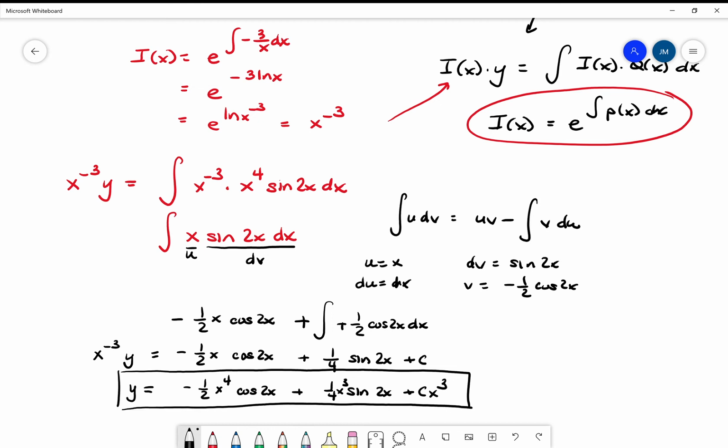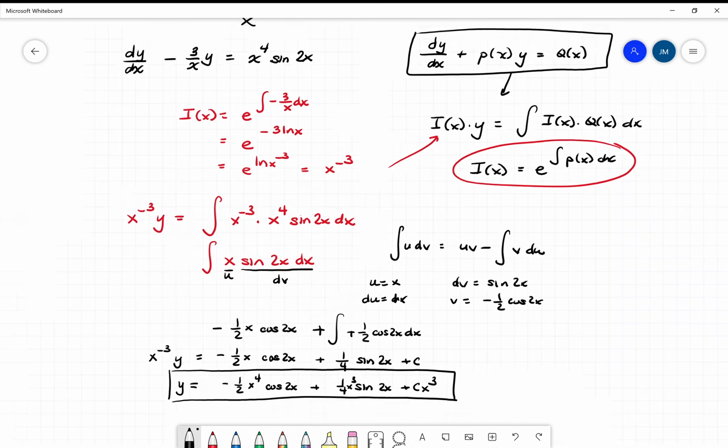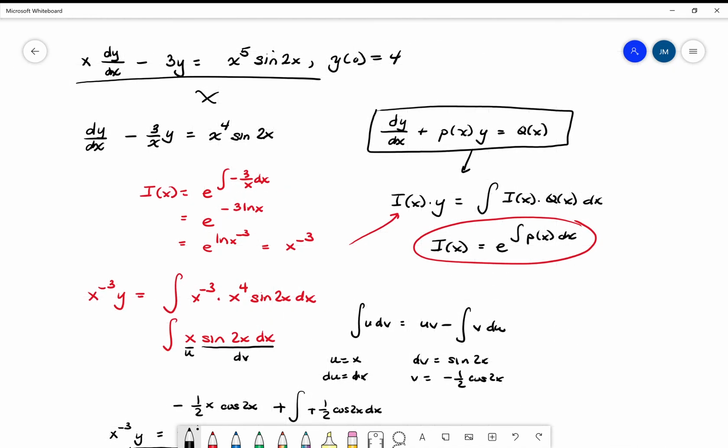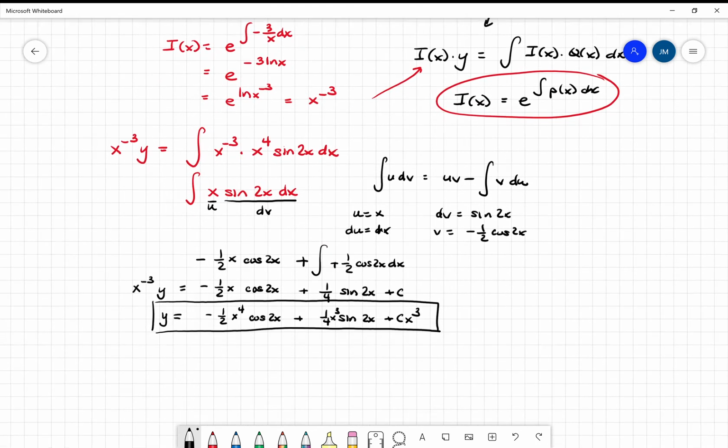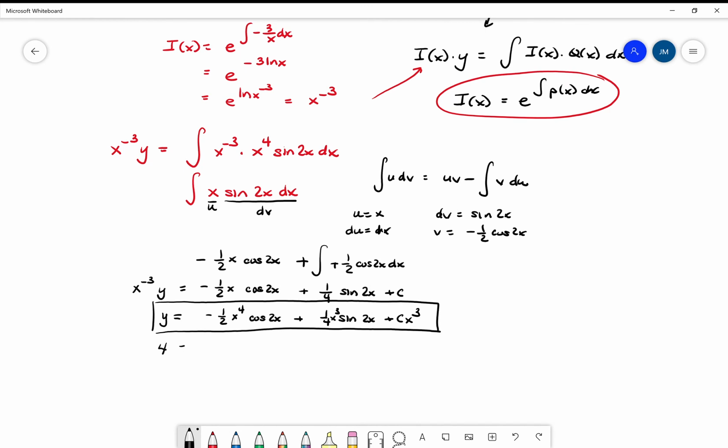Okay, now here's what we're going to do. I'm actually going to change the original initial condition because I just realized that the 0 is not going to work. So I'm going to change this to y of pi equals 4. Okay, and you'll see why in a moment. So that means when y is 4, x is pi. So this is negative 1/2 pi to the 4th times cosine of 2 pi plus 1/4 pi to the 3rd sine of 2 pi plus c times pi to the 3rd.